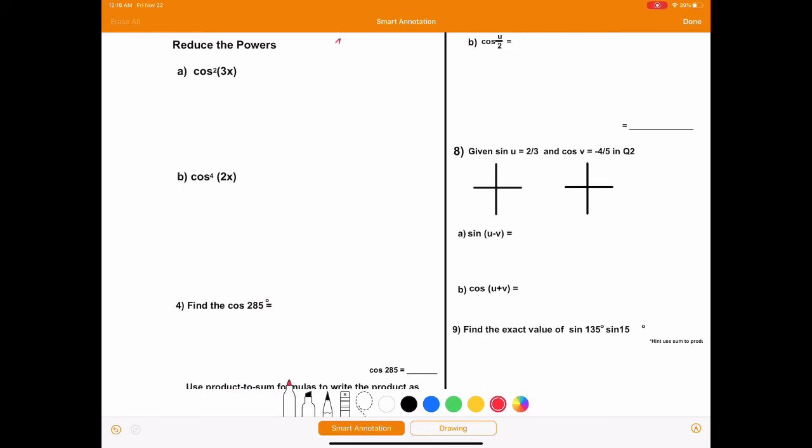Okay, so we're going to do problems number 3 and 4. Our first problem we see is cosine squared of 3x, and we want to use the power reducing formula because that's what the directions say. The directions say reduce the powers. So we're just going to go ahead and use our 1 plus cosine 2 theta, and in this case, theta is 3x, so we just copy 3x in.